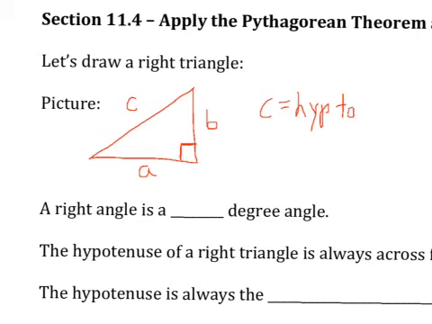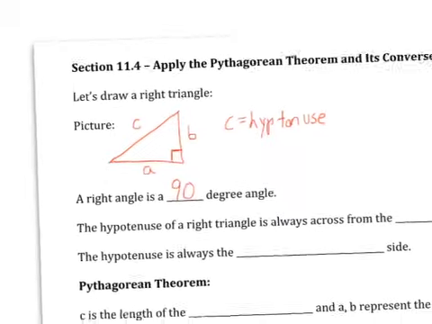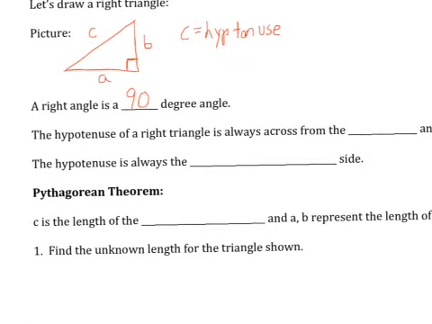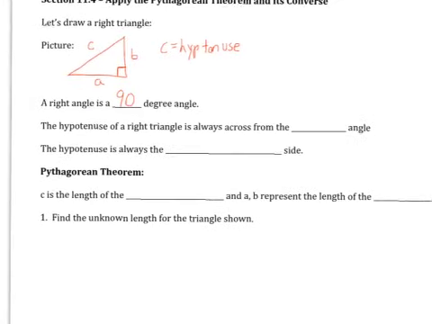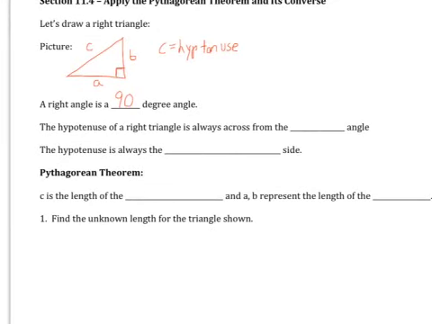The hypotenuse is the side of the triangle that is across from the 90-degree angle. So, a right angle is a 90-degree angle. The hypotenuse of a right triangle is always across from the right angle. The hypotenuse is always the longest side.